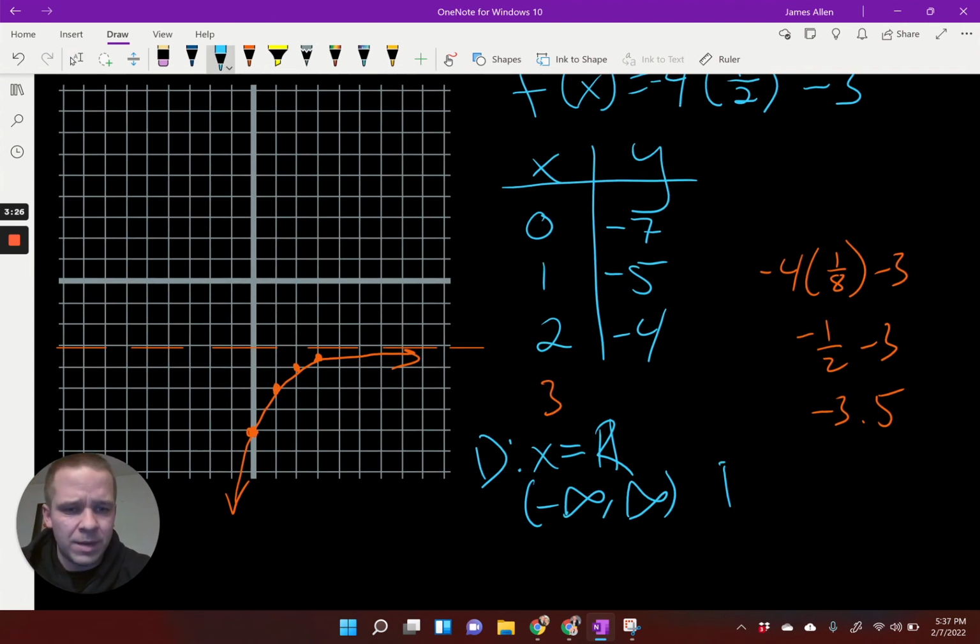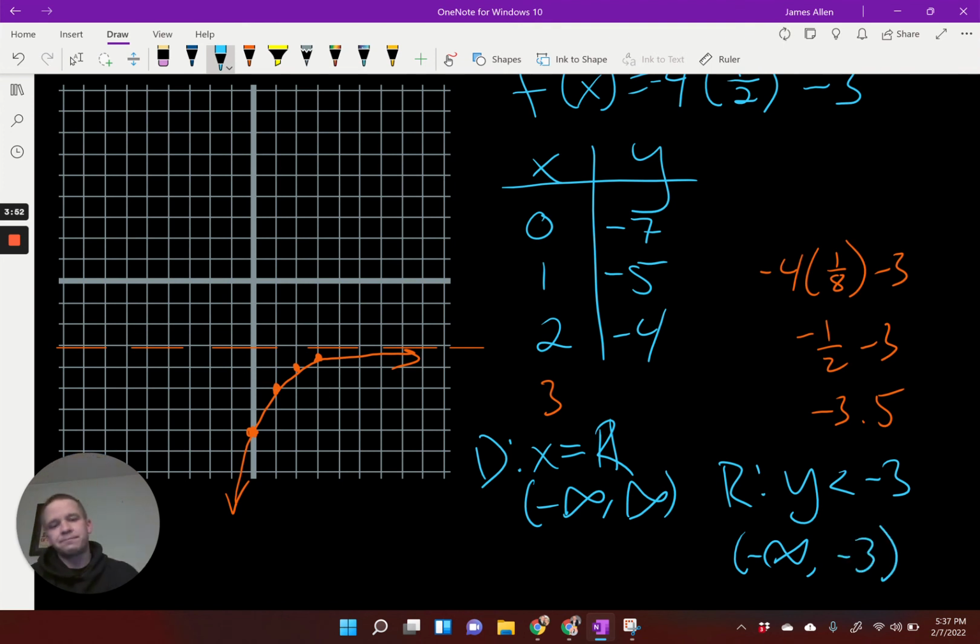But how about my range? Well, my range is about how low or how high we can go, right? My y values. Well, this thing can keep going down, but it stops just before -3. Never gets to -3. So it would be y is less than -3. Or we can go from -infinity all the way to -3. I think that's all awesome. That's fantastic. All right. We handled it.